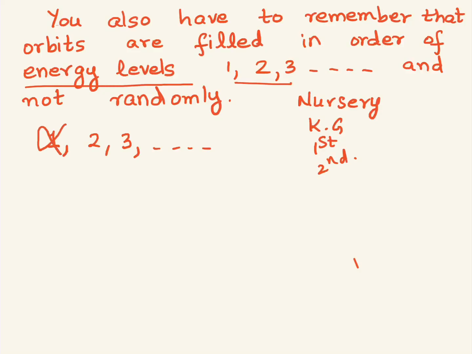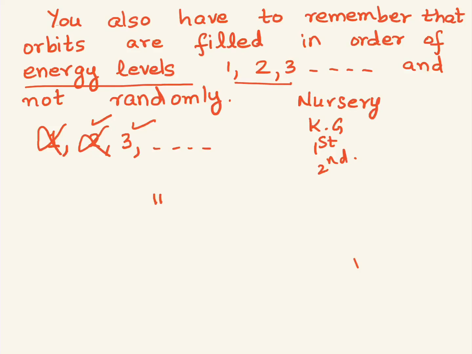If the first one is filled up, then it goes to the second one. If the second one is filled up, it will go to the third one. So these electrons enter into the orbits in the order of increasing energy. Let me take an example over here.